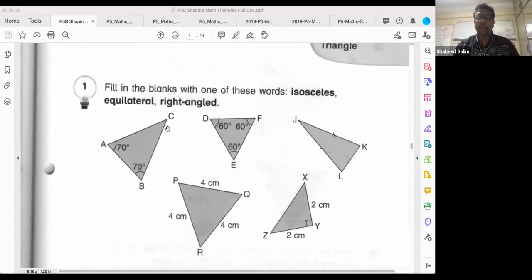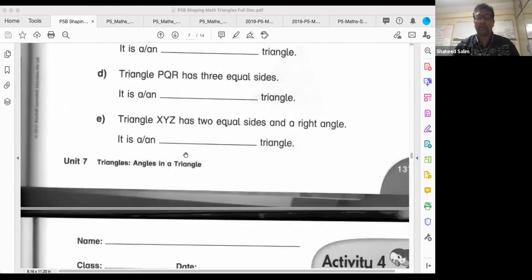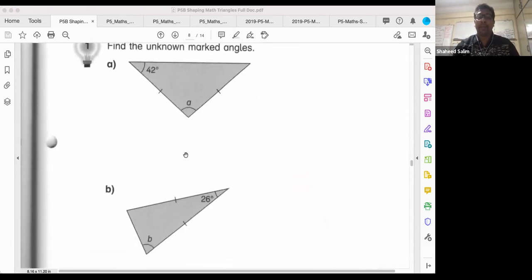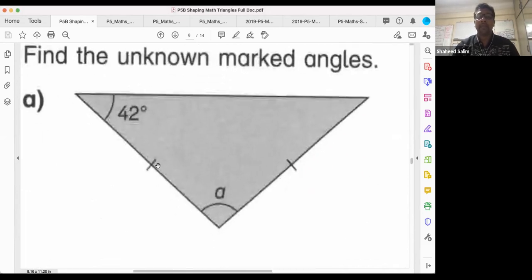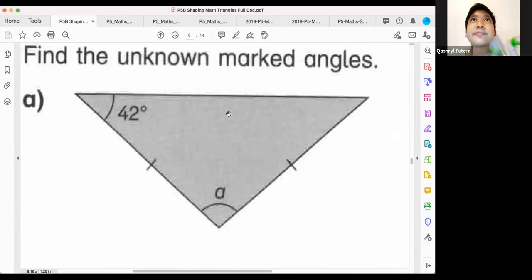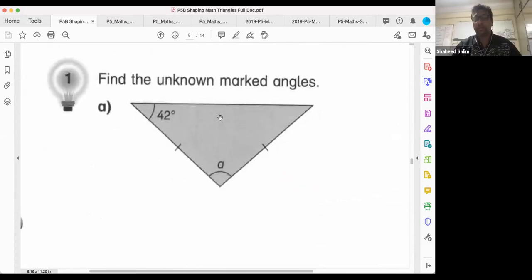Okay. Now, hold on. No. We do not want this one. Find the unknown marked angle. You know what this is? Those of you who say, why do they have this one like that? You know what is this? Is it a mustache? No. The same. The same. What triangle do you call this? Isosceles.